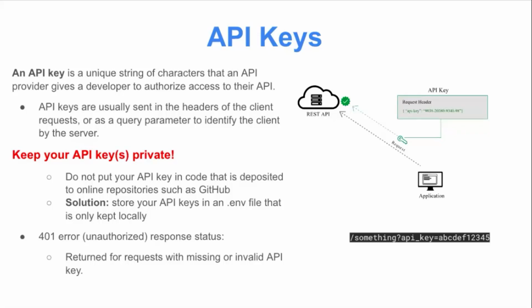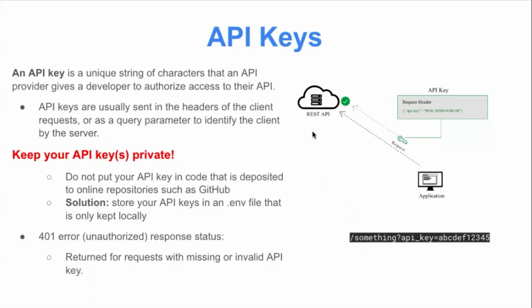API keys are usually sent in the header of the client requests, like we see in this diagram here, or as a query parameter in order to identify the client to the server. We can see that here, after the endpoint. This depends on how the API documentation asks you as the client to structure this URL, but in most cases, you just add the API key as a parameter into your URL.